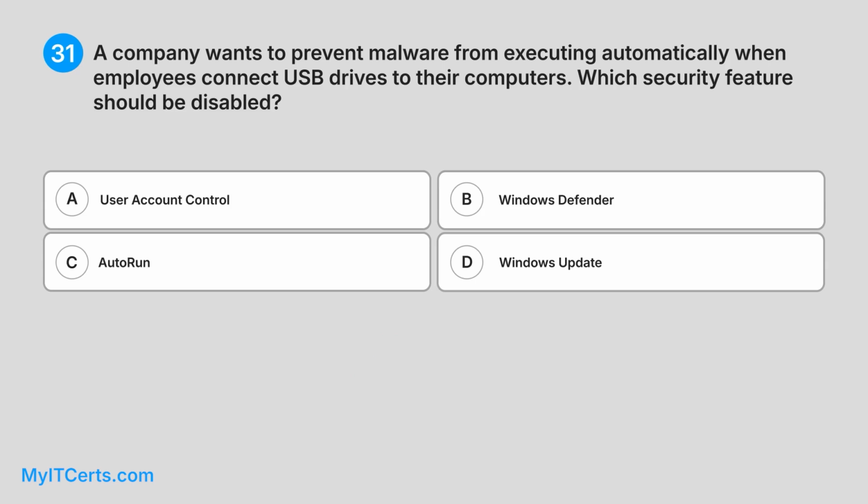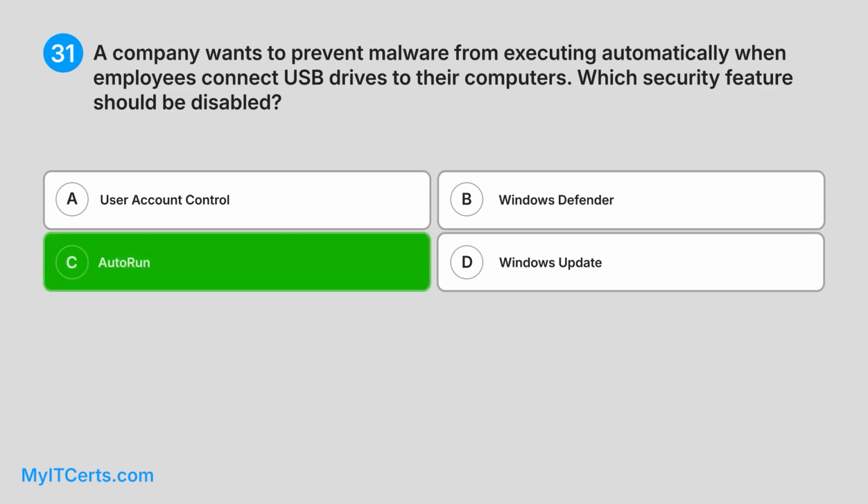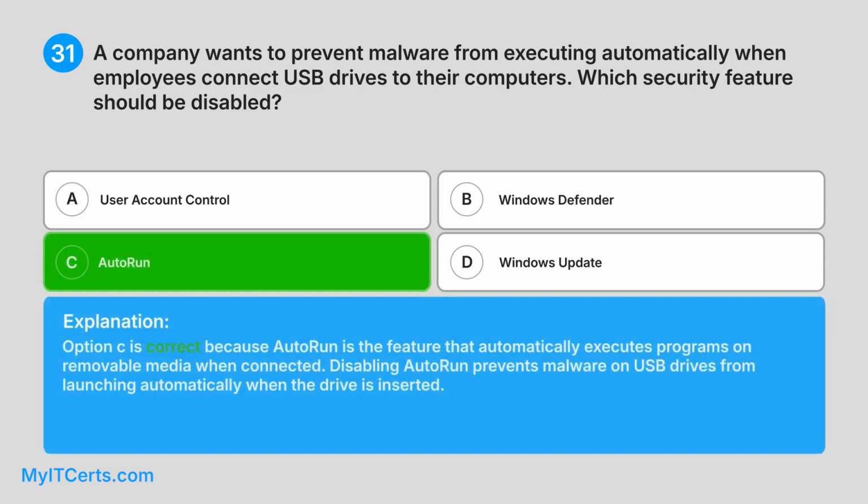Correct answer: C. AutoRun. Explanation: Option C is correct because AutoRun is the feature that automatically executes programs on removable media when connected. Disabling AutoRun prevents malware on USB drives from launching automatically when the drive is inserted.